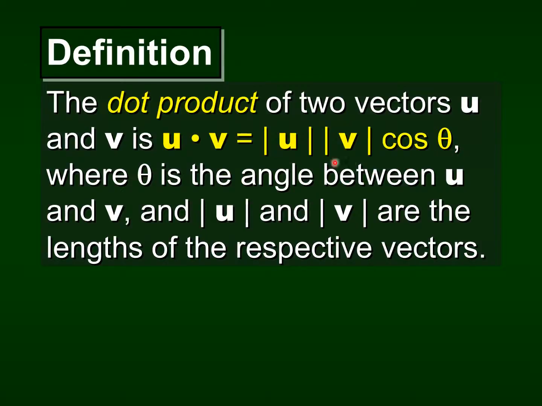So we have formulas for all of these. The absolute value of u is the square root of a squared plus b squared, where a and b are part of the vector u. And the absolute value of v is the square root of a squared plus b squared, where a and b come from vector v. And theta is the angle in between vector u and vector v.